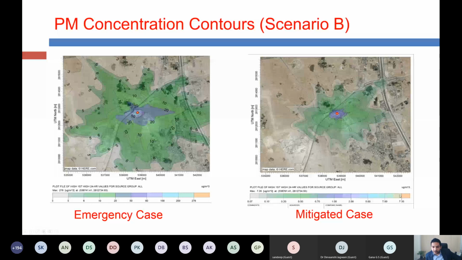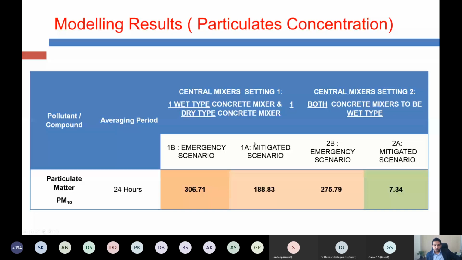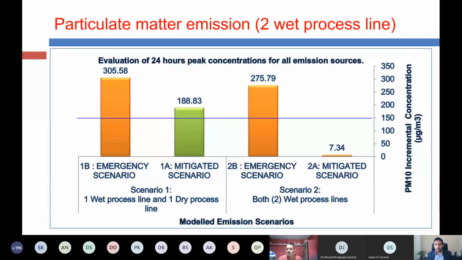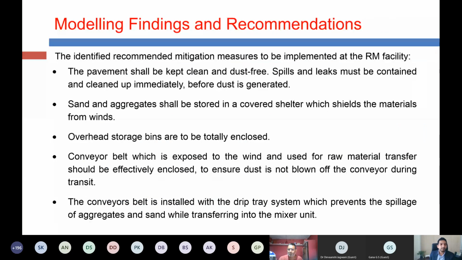So when these results were looked into, we can see that in the case of scenario A and scenario B, one dry and one wet, the levels were high. With some controls, the levels came down to 188, but not all the way within the regulatory standards. But when both the mixtures were considered to be wet, and with the mitigated scenario, we could achieve a reduction in the incremental concentration for the dust as low as 7.34 micrograms. The same thing is seen here in the chart. As we can see, this is nowhere comparable to these emissions.